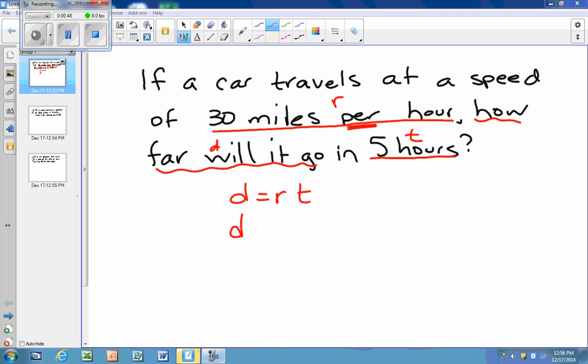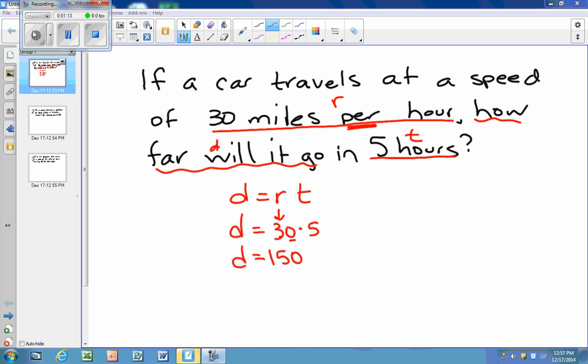So the distance we don't know, but we know that the rate is going to be 30, and the time is going to be 5, but I don't want to just write down 30 and 5 without putting a multiplication symbol between them. So now I just do this multiplication, which I can do in my head by using the 0 rule. 5 times 3 is 15, and then I put back 1 zero. So it's 150, but we need to have a label.